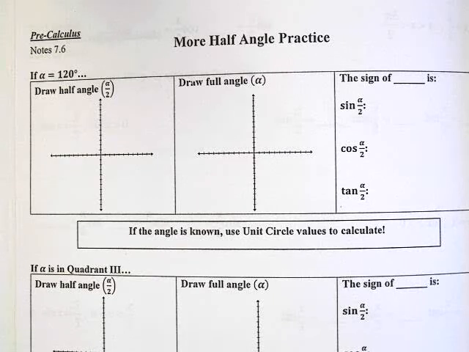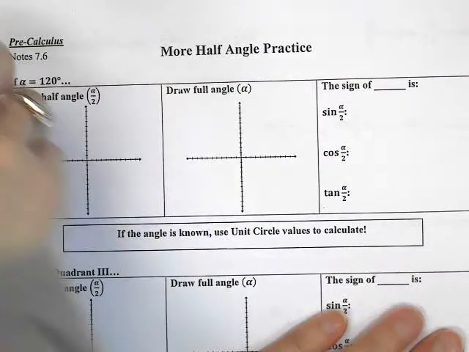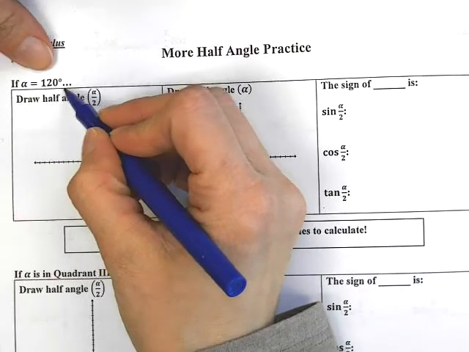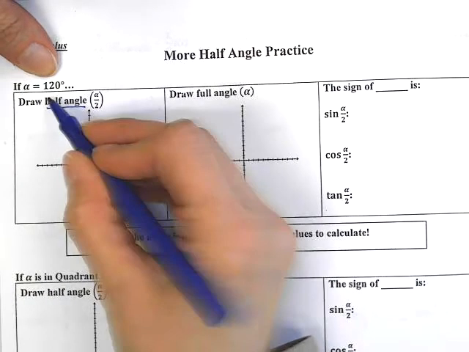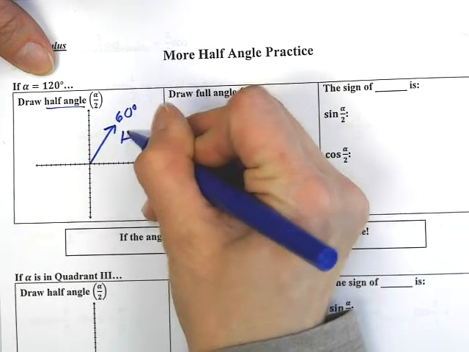We are going to look at half angles one more time. The first thing we have to know is where the full angle is and where the half angle is. So this says alpha is 120 degrees. So where is half alpha? Half of 120 would be 60 degrees, and this is the half.